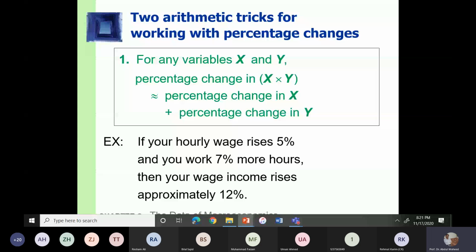So we can say that this multiplied quantity is wage income, and one variable is the wage rate, the other is the number of hours worked. If someone says that suppose your hourly wage rises by 5% or you work 7% more hours, this means your wage income will rise by approximately 12%, because 5% plus 7% equals 12%. So your wage income will increase by 12%. Is this clear? No confusion on this.